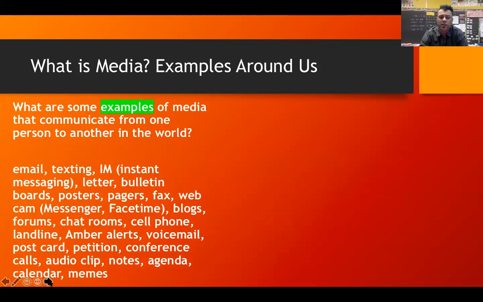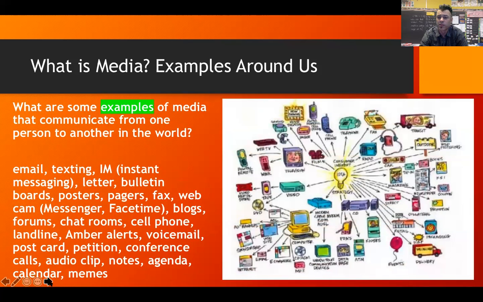These are some examples of media that go from one person to another in the world: email, texting, IMing, posters, pagers, fax, web cam, blogs, forums, chat rooms, cell phone, memes, calendar, agenda. So the media is all around us, and those are some examples of online media. And there's a picture that represents all the types of media that are around us 24/7, as you can see in the picture.